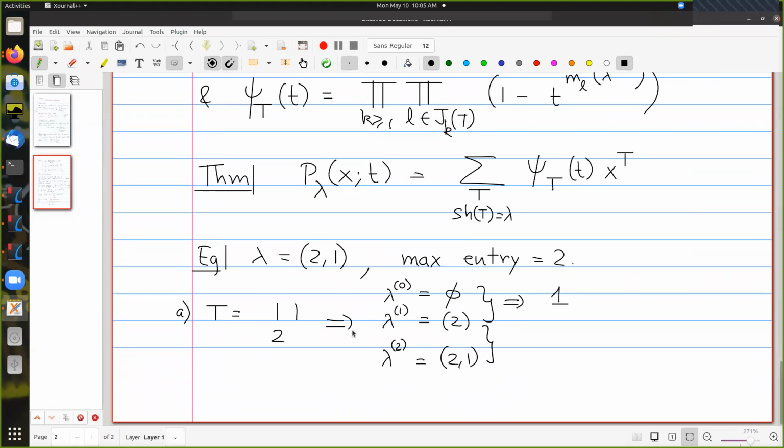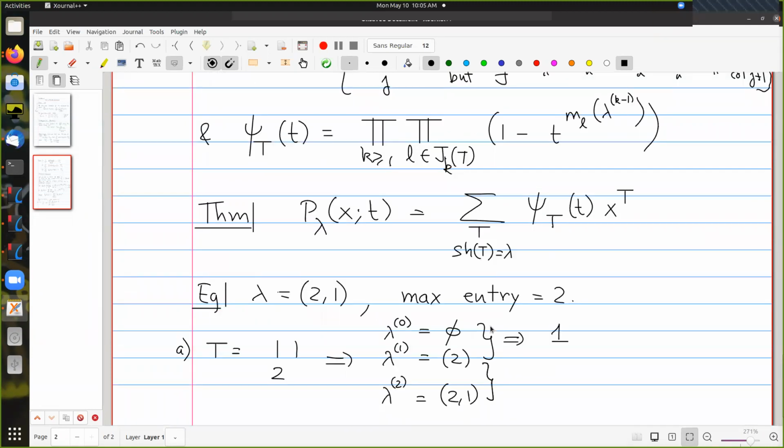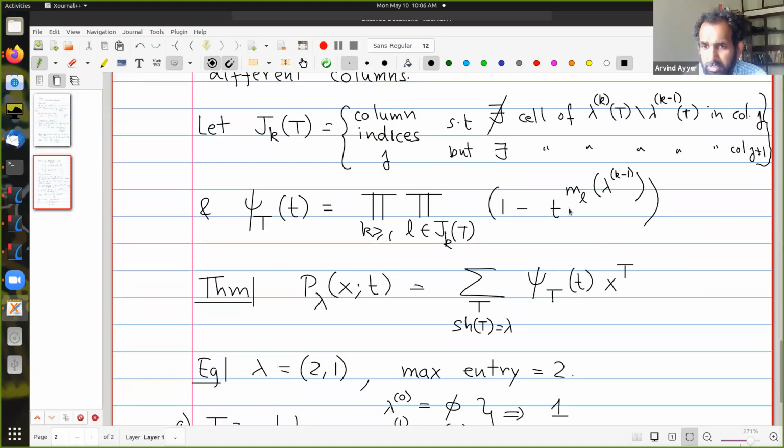Sir, what is the m sub l in the formula of psi t? Okay, let me remind you. This is the multiplicity of l in lambda k minus 1. Thank you.